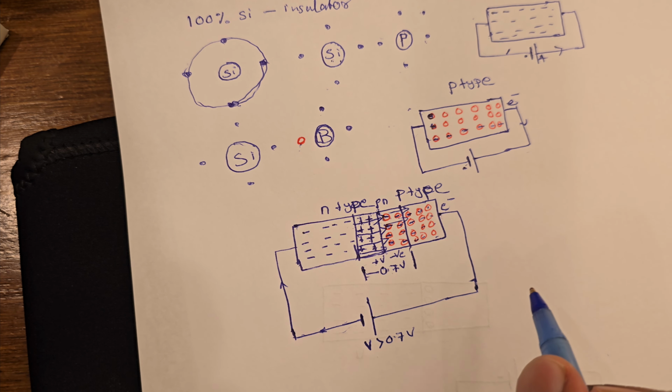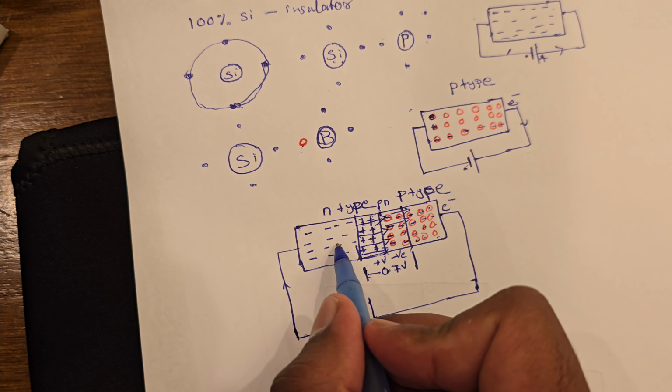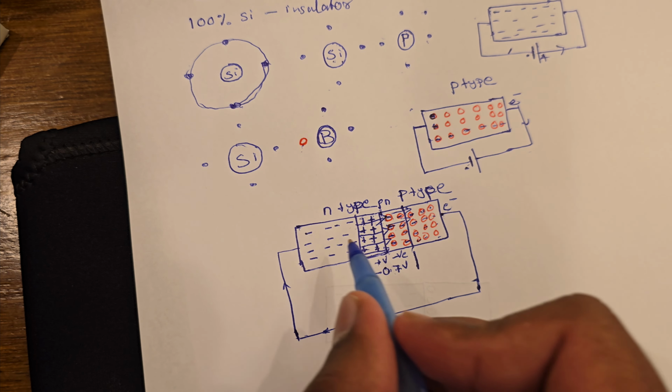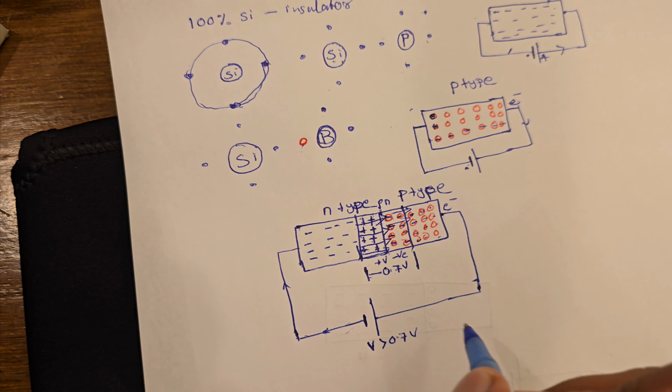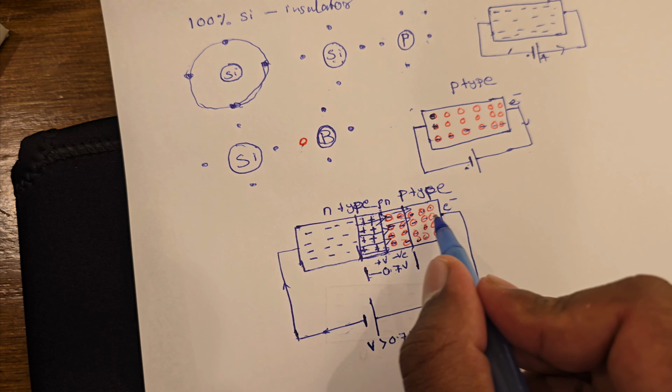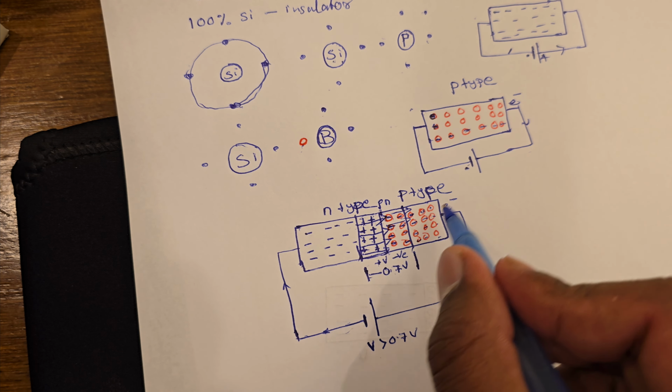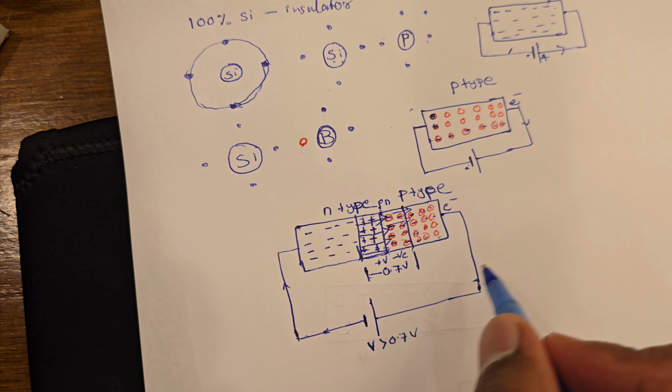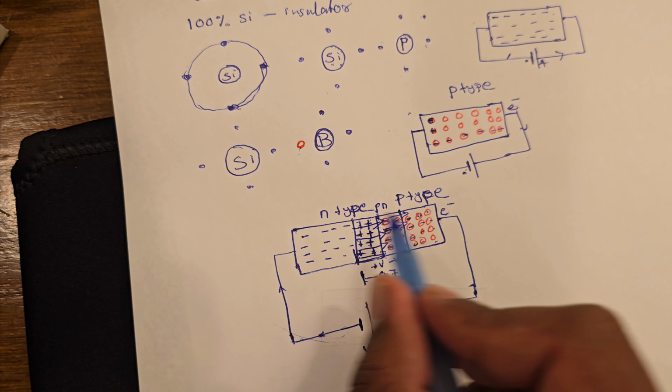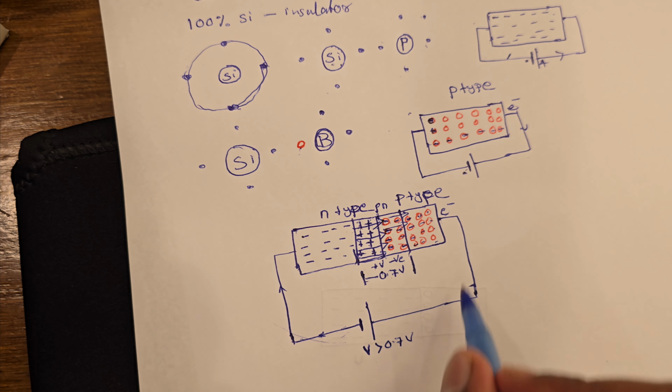So this is called forward biasing. The negative terminal is connected to the n region of the diode, and the positive terminal of the battery is applied to the p region, the p-type semiconductor of the diode, and there will be a current flow through the diode. So this is called forward biasing of the diode.